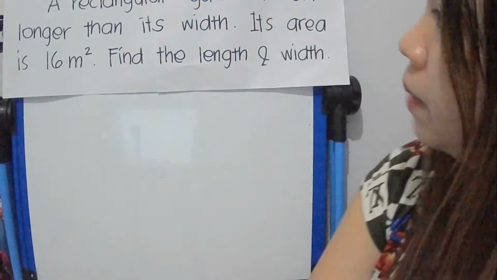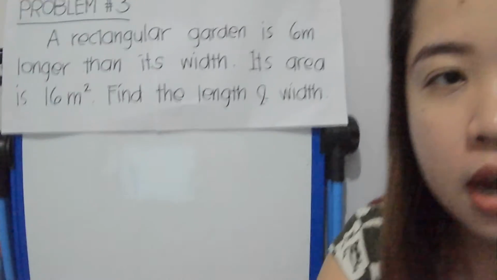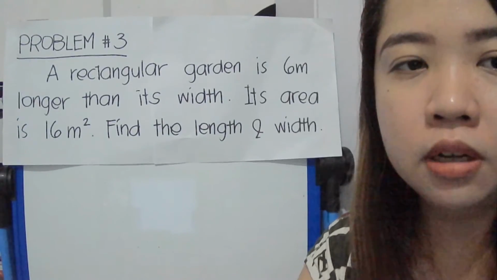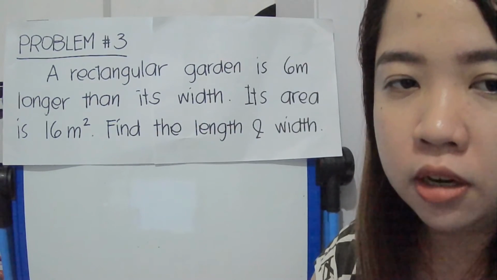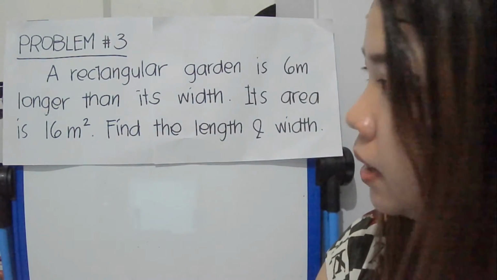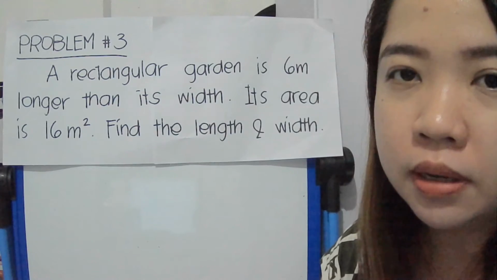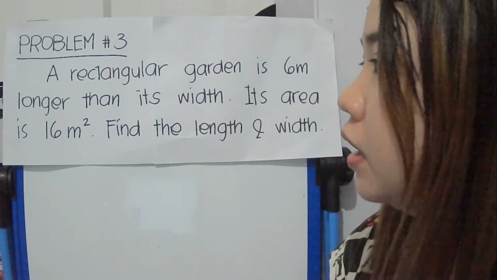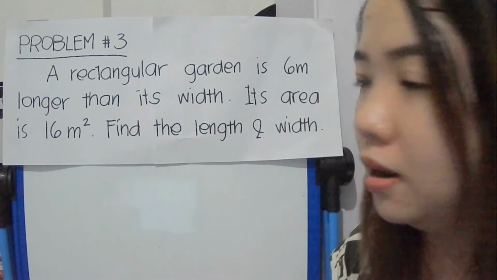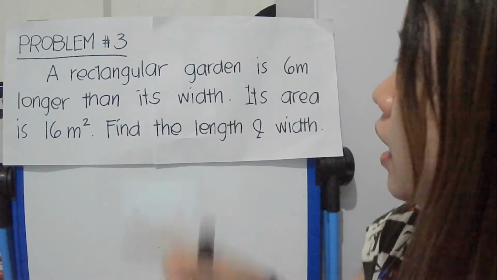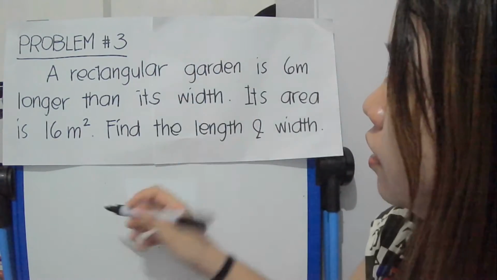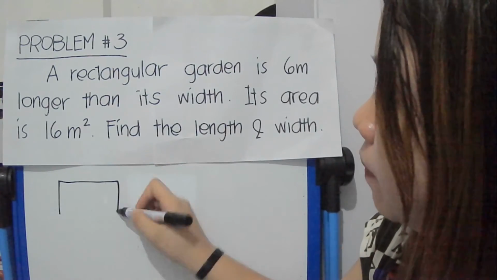Okay, so number 3, a rectangular garden is 6 meters longer than its width. Its area is 16 square meters. Find the length and width. So, kapag ganito na yung problem, ang pinaka-importanteng gagawin mo is to create a model. So, sa pag-create ng model, tingnan mo kung anong shape niya. So, nakalagay dyan, yung garden daw ay rectangular. So, gagawa ka ng rectangle.